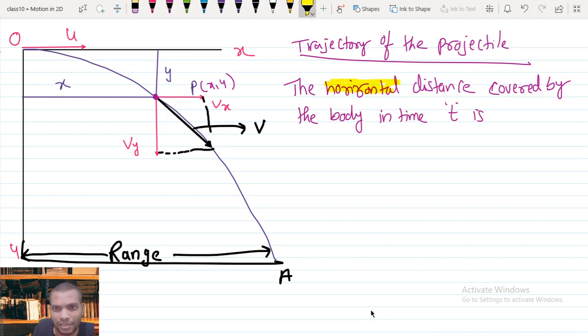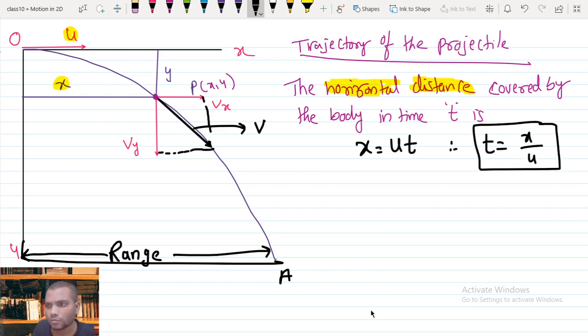Here be careful, distance also resolves into two components. One is horizontal distance and the other is vertical distance. Here the horizontal distance means nothing but x. So the horizontal distance x equals the horizontal velocity component u times t. Therefore time t equals x upon u. So we got the time expression.